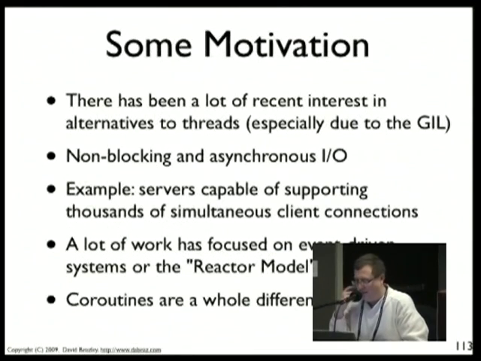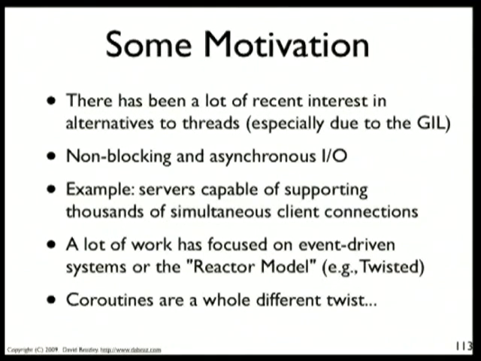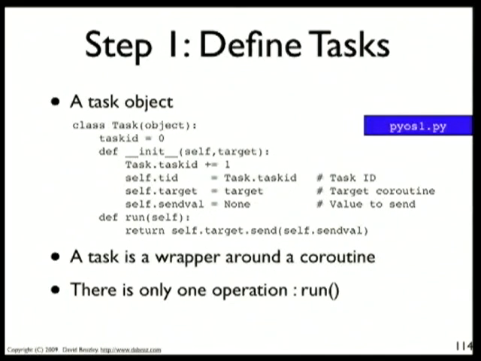The motivation for doing this is really this. In the Python world, there's a lot of interest in threading alternatives. Usually it's associated with some kind of flame war about the global interpreter lock, which I really don't have a huge opinion about, to be honest. But there's a lot of talk about how threads suck, and maybe there's some alternative. It's also tied up with non-blocking and asynchronous I/O. You hear about people trying to run servers with thousands of open, keep-alive connections. I would say Twisted falls into this whole space in a big way. But coroutines are a whole different twist on the same problem. So we're going to see how this works.